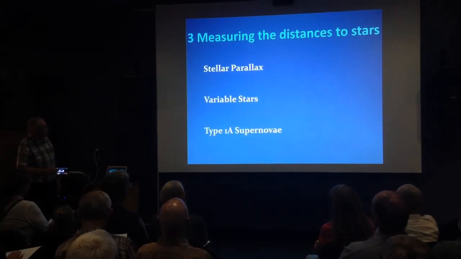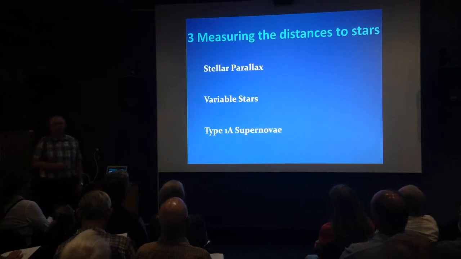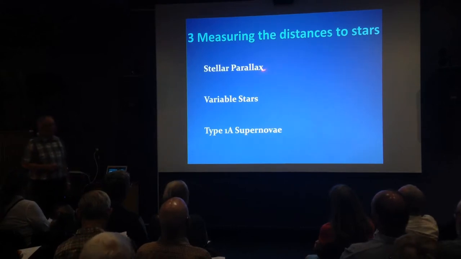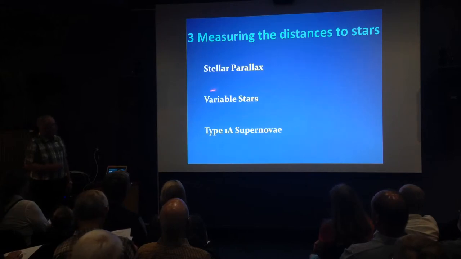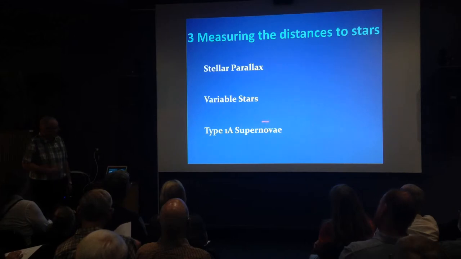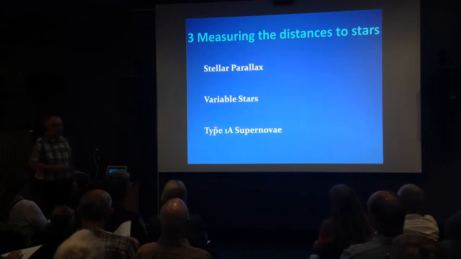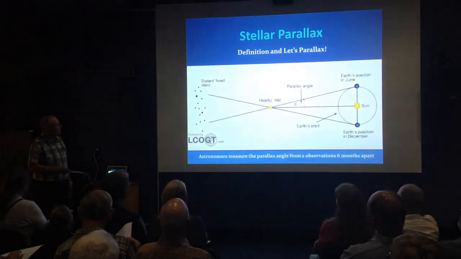So how do we measure the distances to these stars? There are actually a lot of different methods. The big three is stellar parallax, which is a form of trigonometry. Variable stars, the whole talk in itself, but these particular stars pulsate, which we're going to have a look at. And we're going to briefly have a look at type 1a supernova, which also will be the subject of another talk. But let's get started.